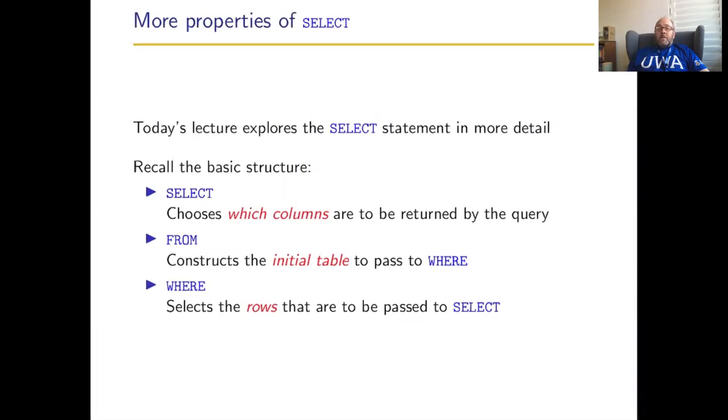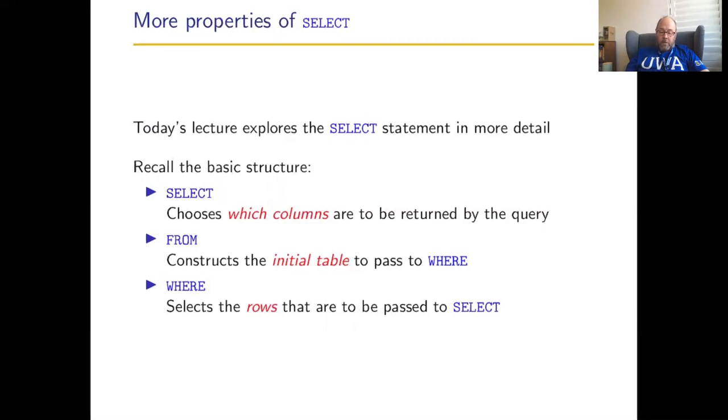Okay, the select statement has many parts, but the basic structure is all to do with the three keywords: select, and that's going to choose which columns are to be returned by the query; from, and the from part constructs an initial table which is then passed to the where clause, and the where clause selects the rows that are to be passed to the selection.